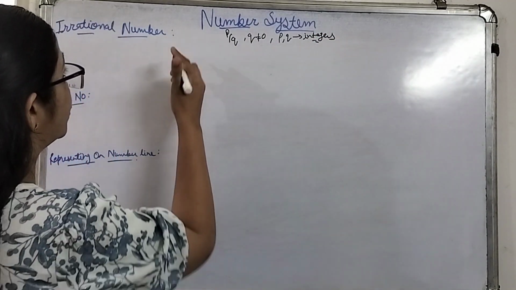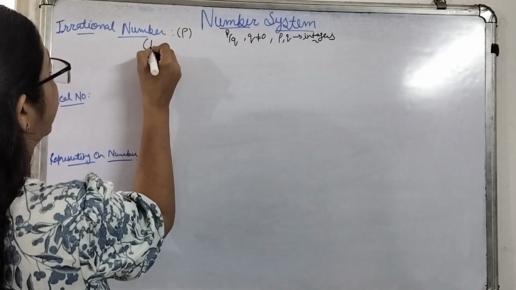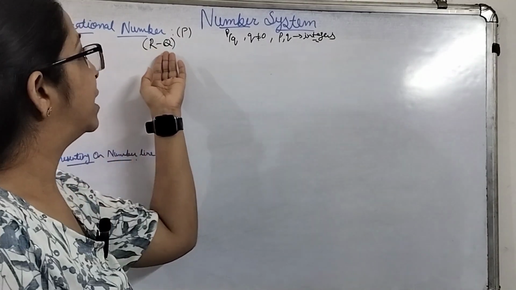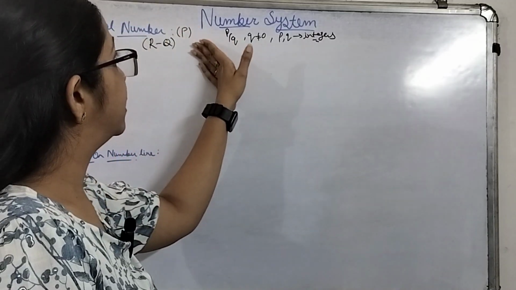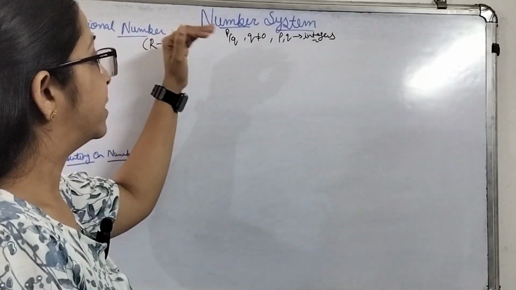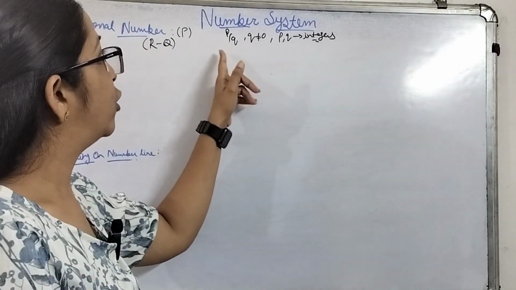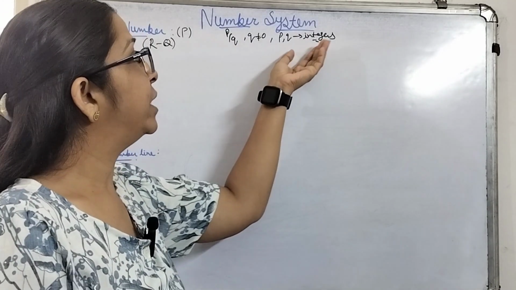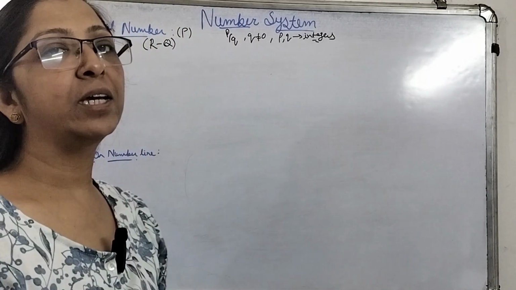Irrational numbers are also represented by capital P, or they could even be represented by capital R minus capital Q. Why they are represented by capital R minus Q, we'll be learning just now. So whatsoever numbers are not rational numbers are your irrational numbers. That means all the numbers which cannot be represented in the form of p upon q, where q is not equal to 0 and p and q are any integers, all such numbers are known as irrational numbers.